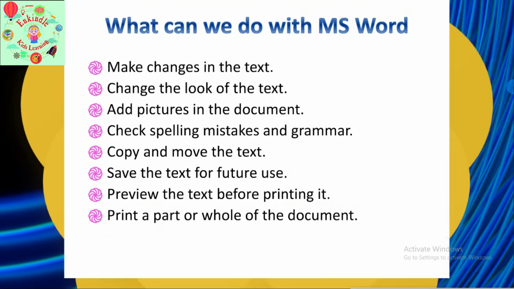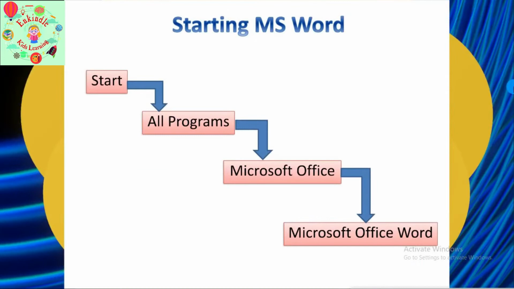Now, let's see how to start MS Word. To start MS Word, first you will have to click on the Start button. Then you will have to click on All Programs. Under All Programs, you will get the Microsoft Office folder. From this folder, you will have to click on Microsoft Office Word.